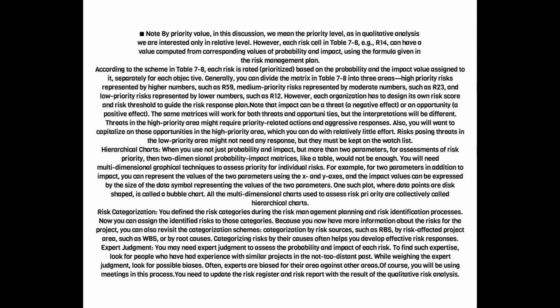According to the scheme in Table 7-8, each risk is rated and prioritized based on the probability and the impact value assigned to it, separately for each objective. Generally, you can divide the matrix in Table 7-8 into three areas: high priority risks represented by higher numbers, such as R59, medium priority risks represented by moderate numbers, such as R23, and low priority risks represented by lower numbers, such as R12. However, each organization has to design its own risk score and risk threshold to guide the risk response plan. Note that impact can be a threat, a negative effect, or an opportunity, a positive effect.